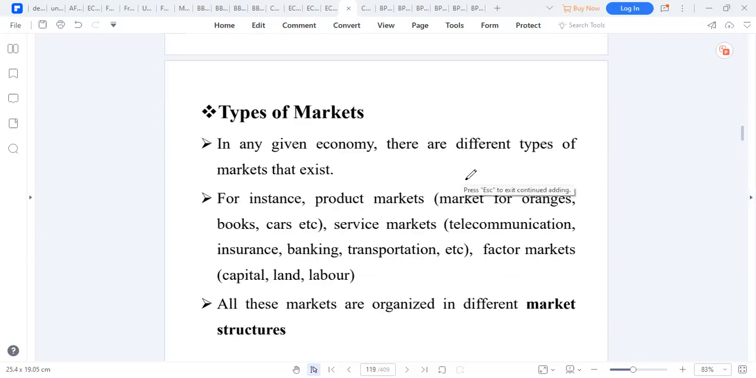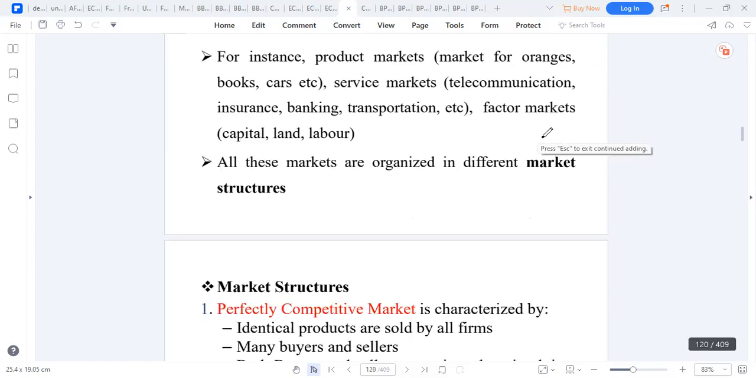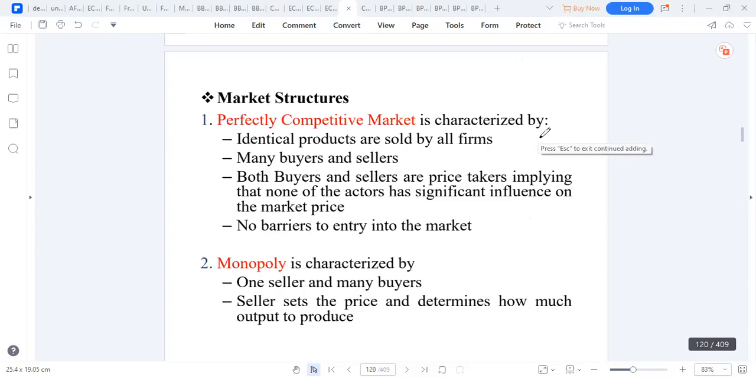There are different types of markets that we need to understand. So we have market structures that will help us understand the markets that are available. We have what is called the perfectly competitive market, which is a market structure where the products sold are identical. There are many buyers and sellers, and both are price takers, implying that none of these actors have a significant influence on the pricing of the commodity.